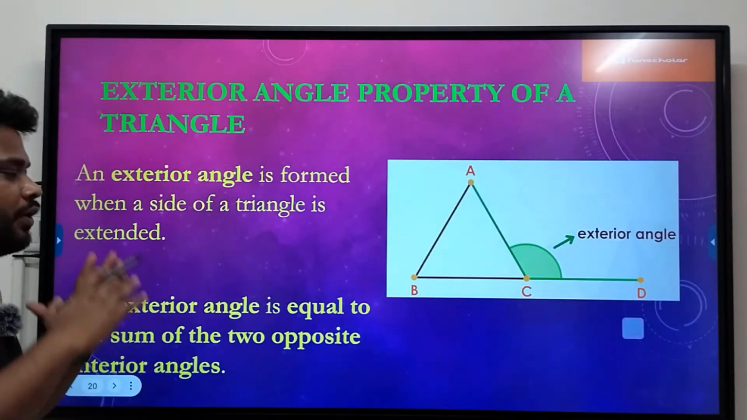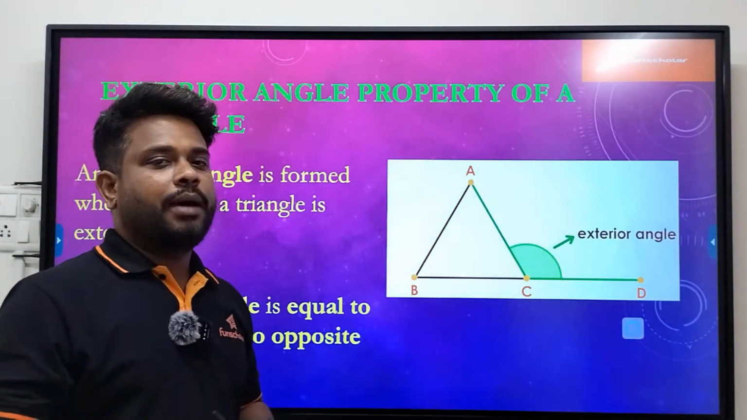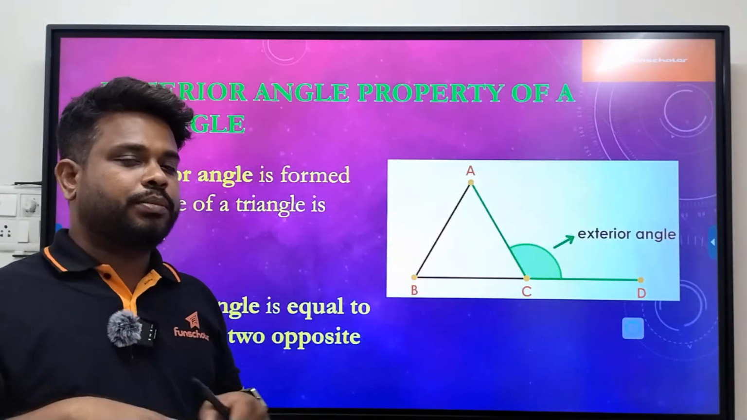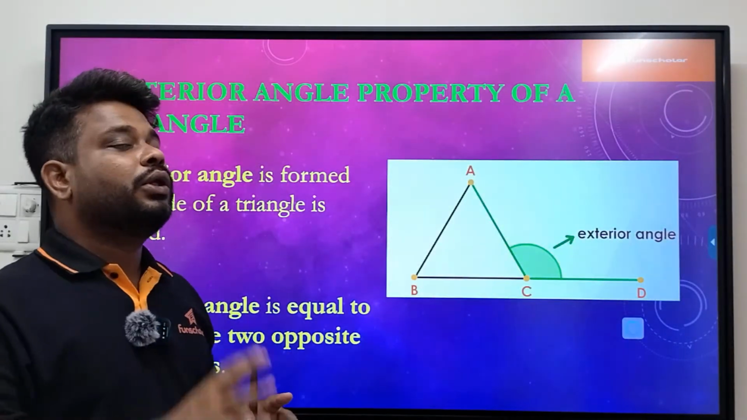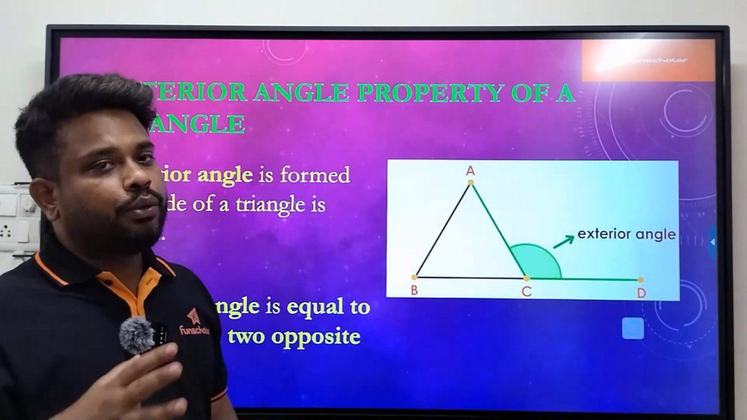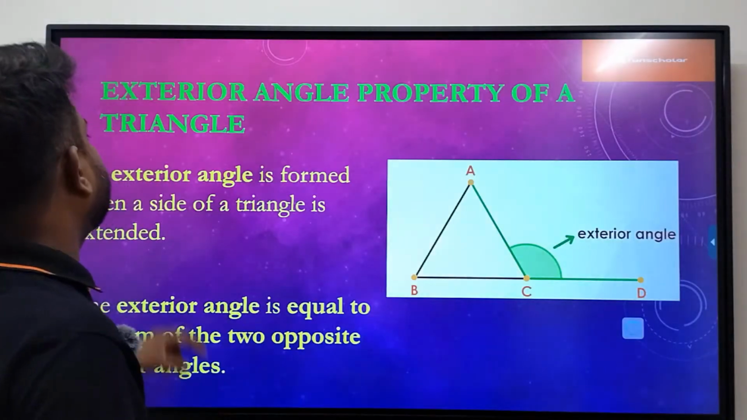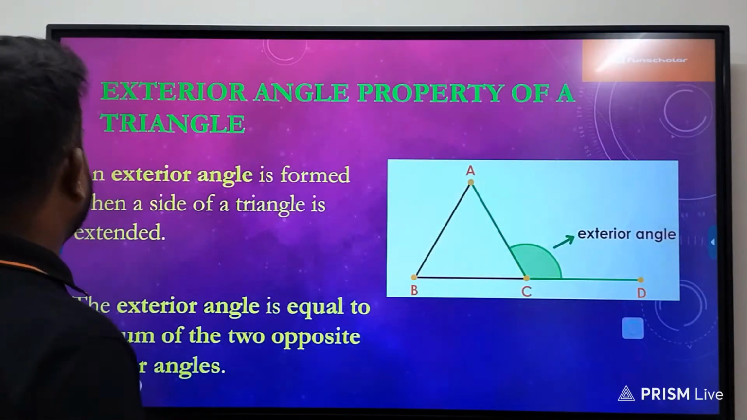Okay, so from the beginning we all have learned the definition of a triangle, all the parts of a triangle, and all the types of a triangle. Now we will be looking for some properties of a triangle. The first one is exterior angle property of a triangle.